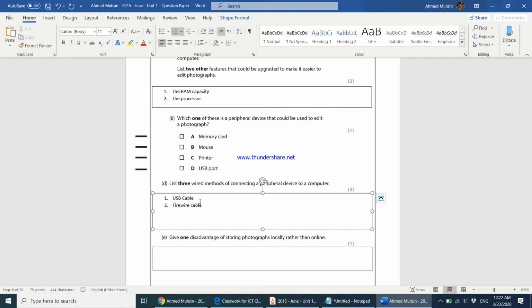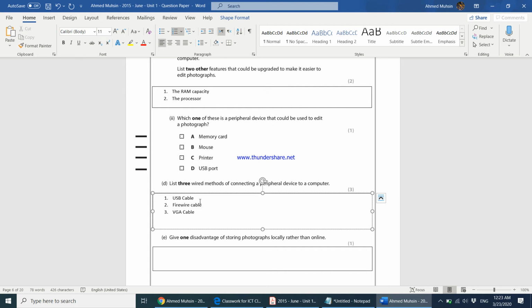Then another cable that can be used, for example, to connect the monitor and the CPU. We can use something which we call a VGA cable. Okay, you can also talk about HDMI cable. Okay, then another device that could be used, you can talk about micro USB cable.